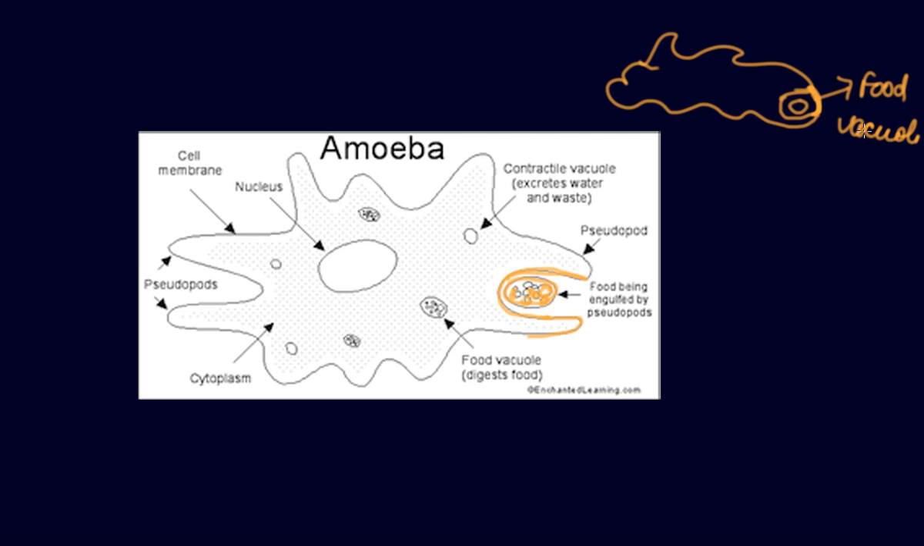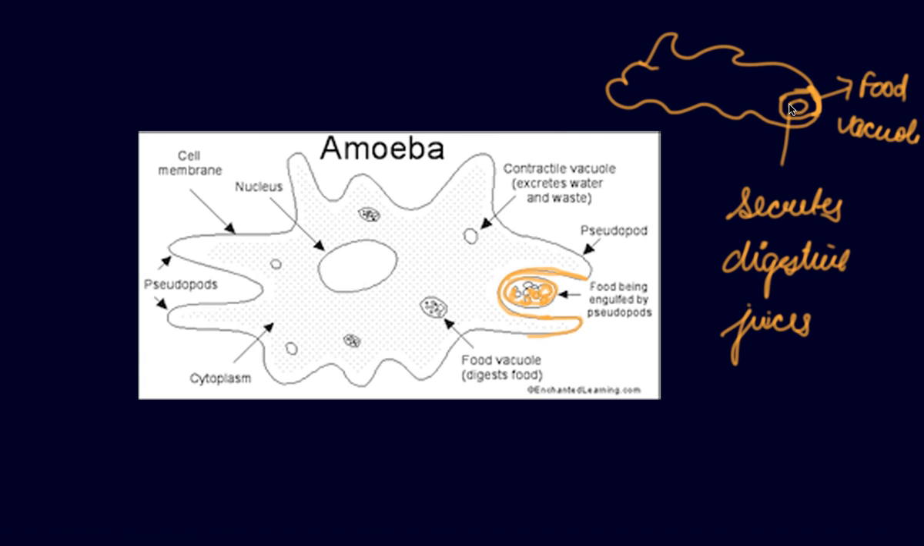Now the food inside the vacuole is digested. This food vacuole secretes digestive juices. Now the food particle inside this food vacuole gets digested by these digestive juices, which are secreted by this food vacuole. Now it is absorbed and assimilated here to provide energy and perform other functions. Digestive juices are secreted into the food vacuoles. They act on the food and break it down into simpler substances.